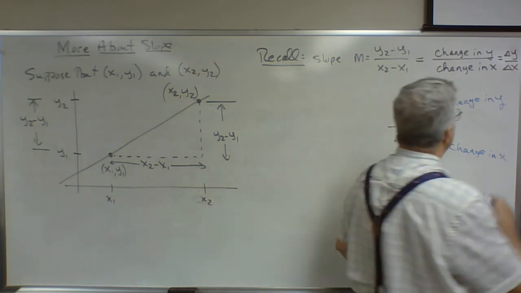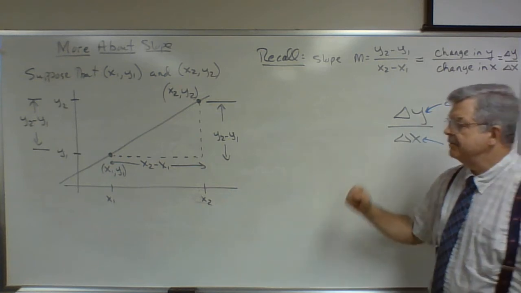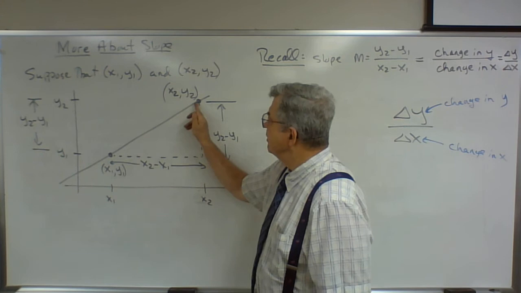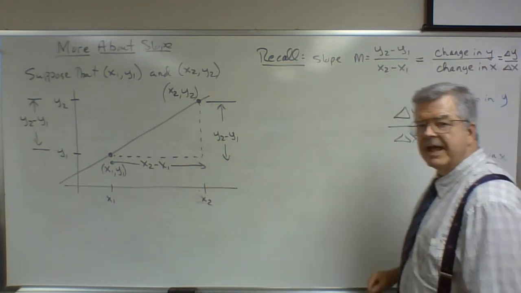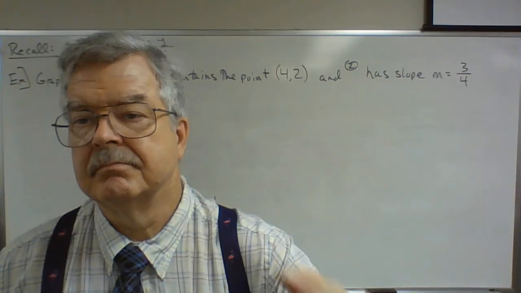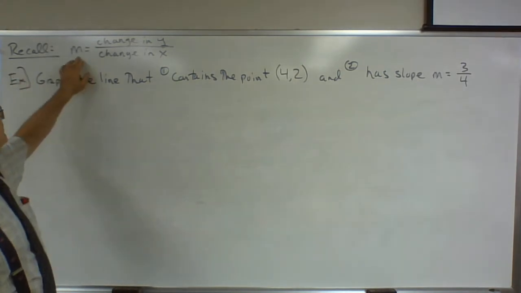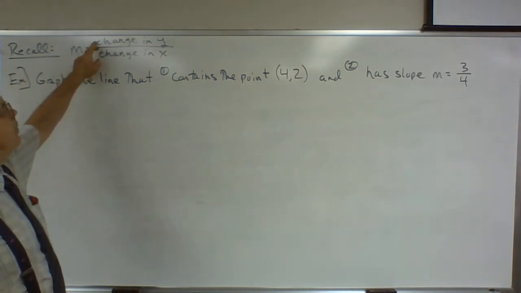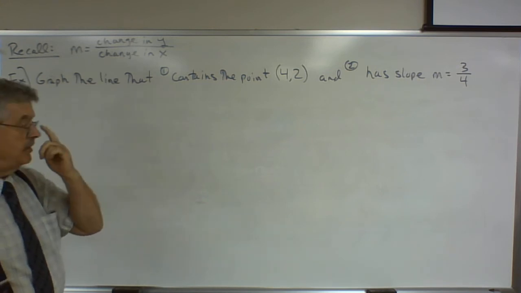So they say delta y, that's the change in y. Delta x, that's the change in x. But this is what the slope of a line is, going from one point to another on the line. It's the change in y over the change in x. Remember, the slope of a line is change in y over change in x, going from one point to another on the line.